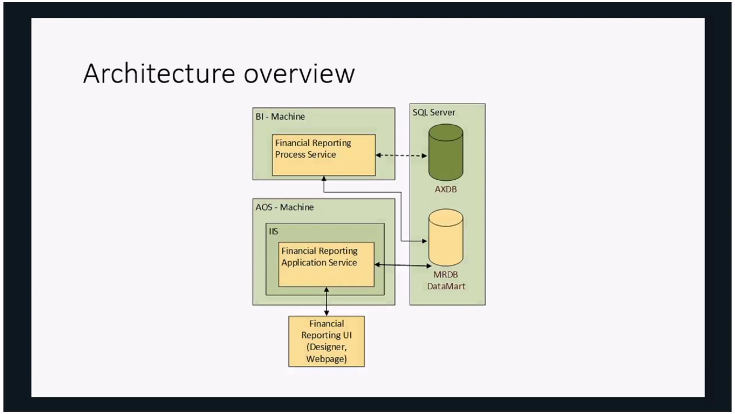The AOS machine contains the financial reporting application service, and that is hosted underneath IIS and the AOS website. So the financial reporting application service is responsible for dealing with any interactions with the UIs. Anything that you interact with in the web client will make requests to our application service, and the experience in the Click Once designer connects to the application service as well. The application service uses the management reporter database in order to manage its information.